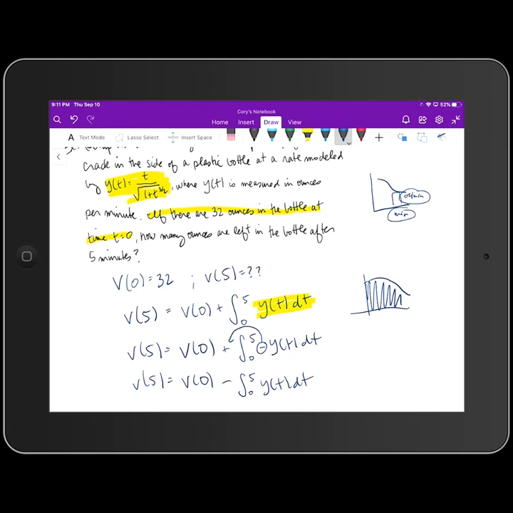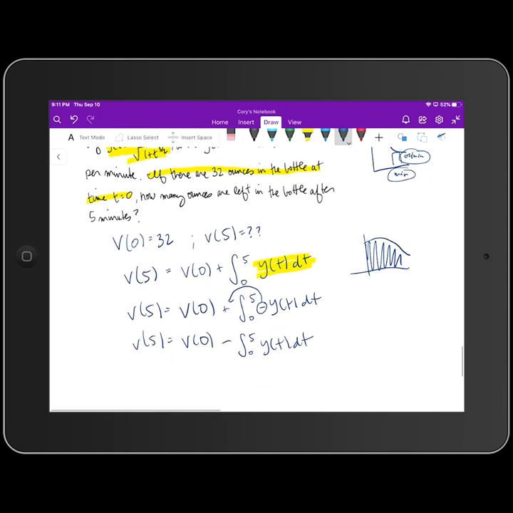And if you think about the computation that you're going to get for that, that's going to make sense, because this time when we take the integral from 0 to 5 of y of t, again, because that area lies above the t-axis, that area is going to be some positive quantity. So when we subtract, we're going to wind up getting a volume at time t is equal to 5 that is less than the volume at time t is equal to 0. Okay, and that makes sense if the shampoo is draining from the plastic bottle.